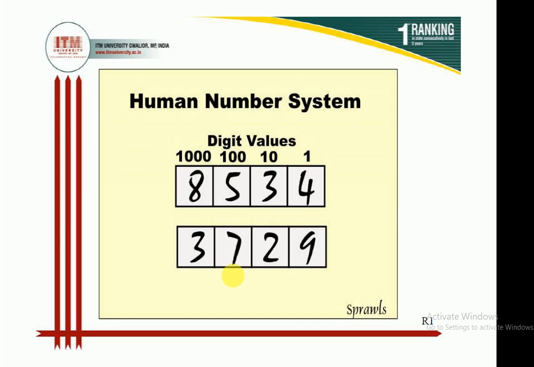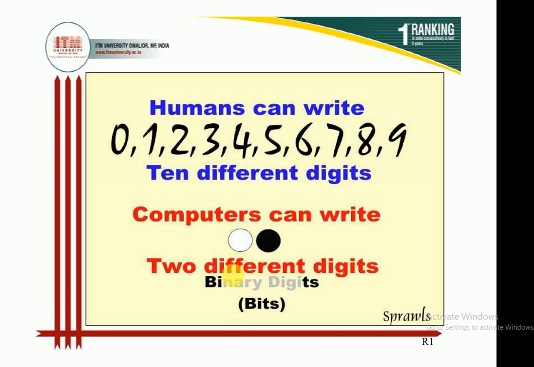Let's talk about the human system before going to the computer system. We humans know the numbers, or write the number, like 0, 1, 2, 3, 4 up to 9. This system was probably developed because we have 10 fingers. When we write a large number, only the position of a particular digit changes, but the numbers remain the same, that is 0 to 9. That is all about the human number system.